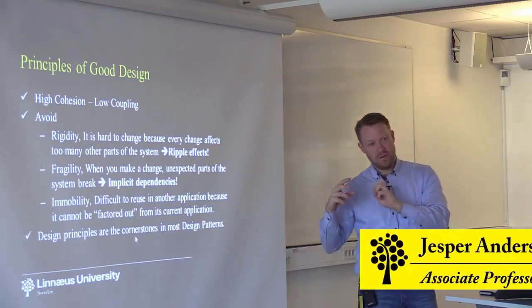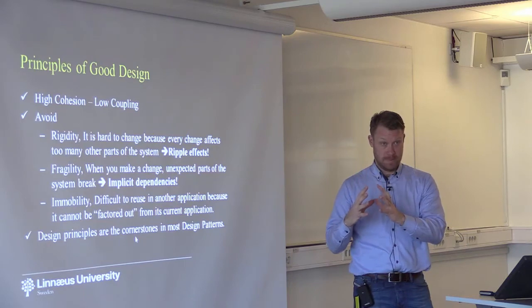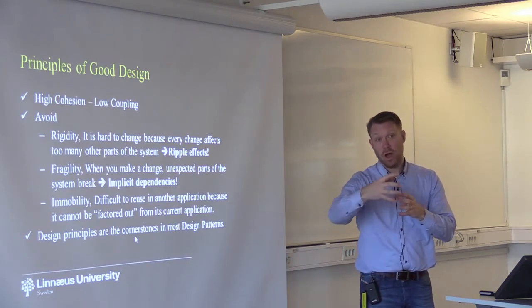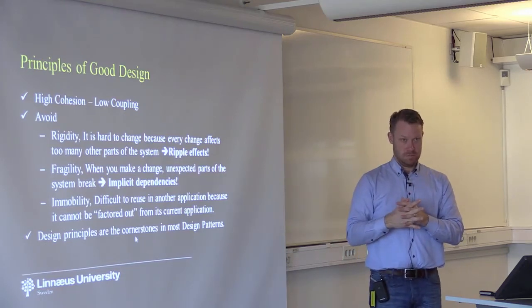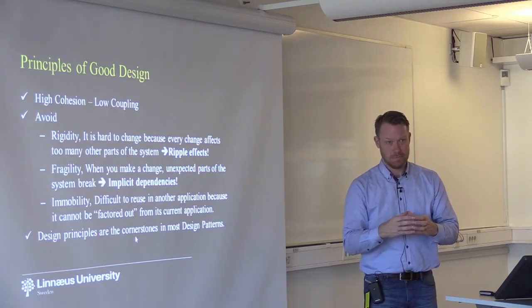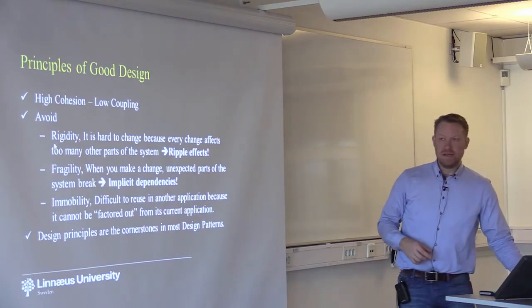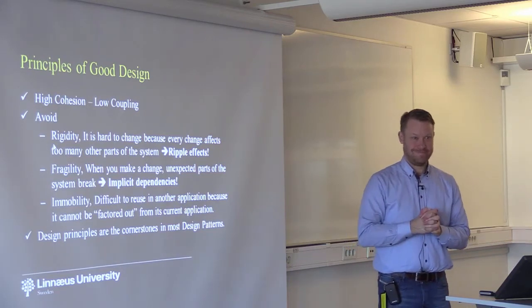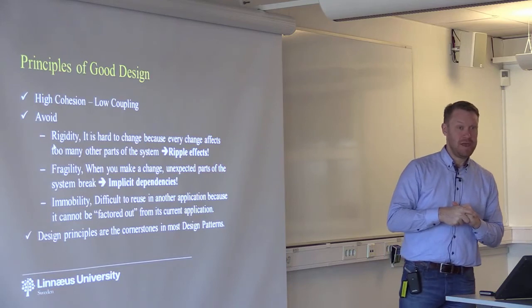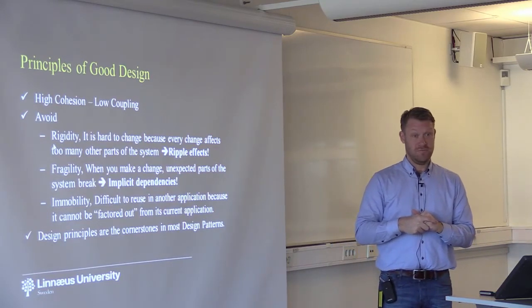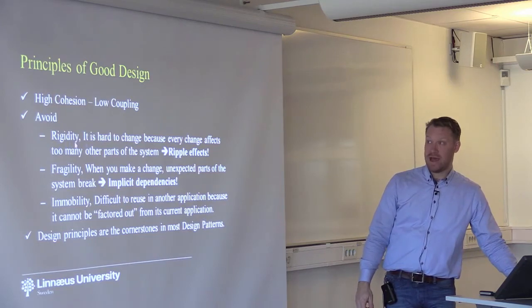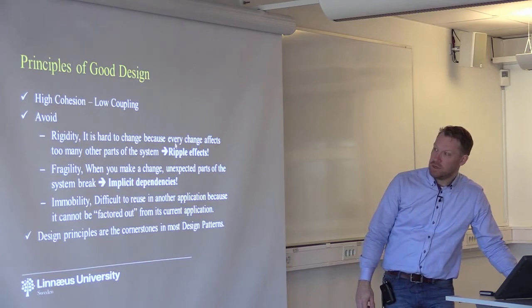The other end of this is that you should strive for low coupling, which means that the number of connections from one module to another, or to other modules, should be as low as possible. Because each of these connections is in fact a dependency. And dependencies are bad. They are difficult because sometimes they are implicit. And an implicit dependency is typically something that makes your system fail. If you change something, you should avoid this rigidity. And you get that if you have something that is difficult to change, because you get ripple effects.